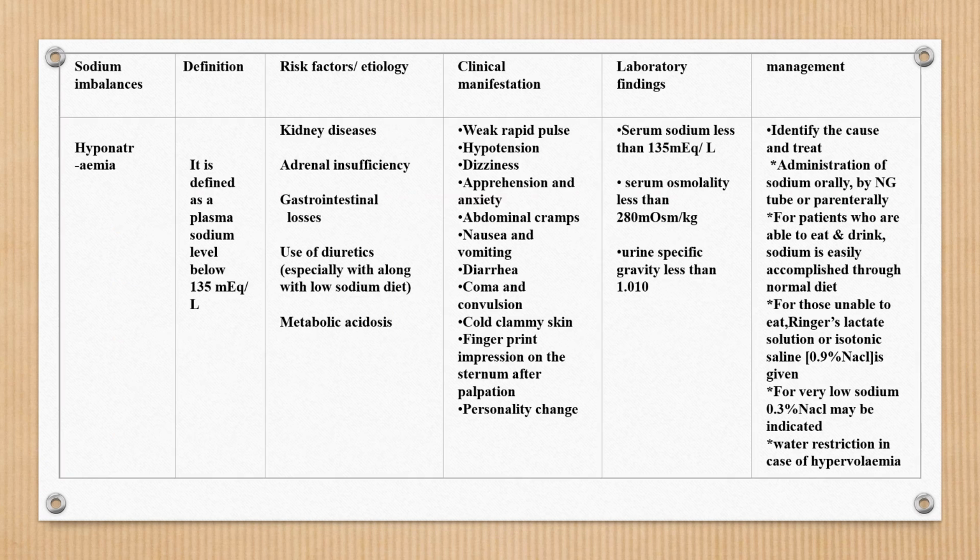So those are the major imbalances. This is a summarized document of sodium imbalance, that is hyponatremia. What is hyponatremia? It is defined as a plasma or serum sodium level less than 135 milliequivalent per liter. Then what are the risk factors or etiological factors? It is mentioned: kidney disease, adrenal insufficiency, GI loss, use of diuretics, and metabolic acidosis. Then the clinical manifestations, laboratory findings, and management are already revised, but they are on a single page. In a nutshell, it shows hyponatremia.